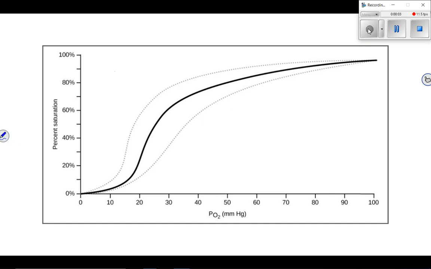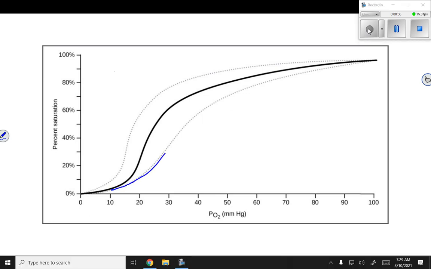Hello. Today we're going to talk about factors that influence hemoglobin saturation. So we're currently looking at an oxygen hemoglobin dissociation curve that shows us how hemoglobin saturation changes according to the amount of available oxygen. And our dark line in the middle is our normal curve. But as you can see, we have a dotted line above and below it, and that shows how the curve can shift based on various factors. So let's talk about what can cause each shift.